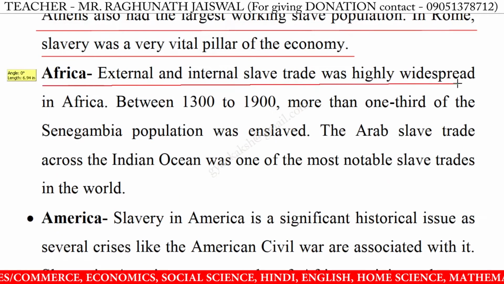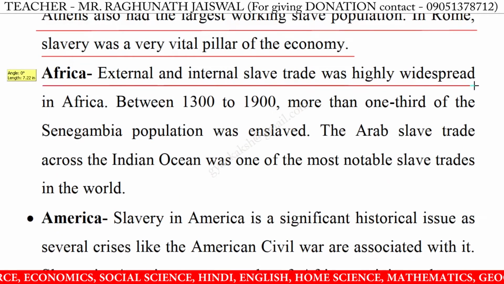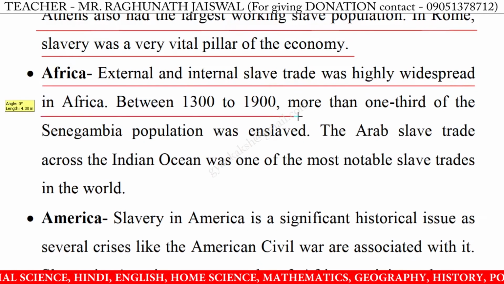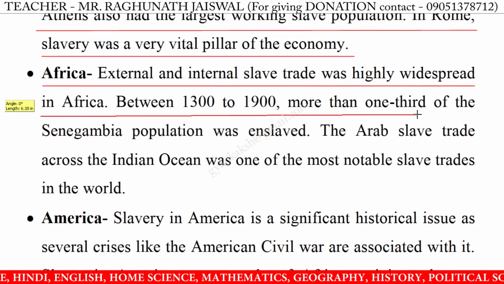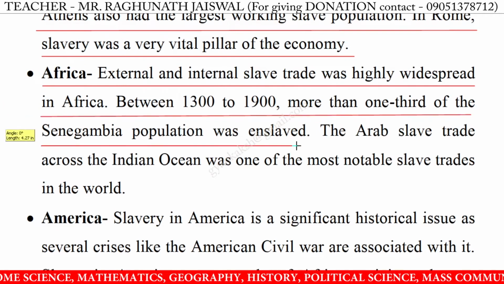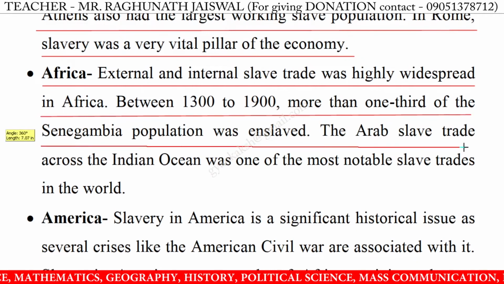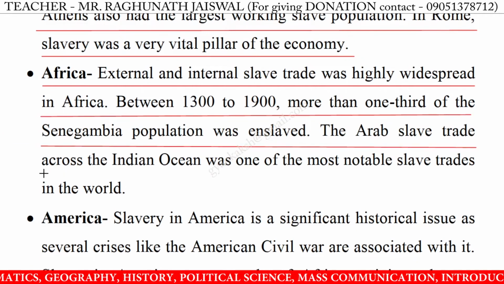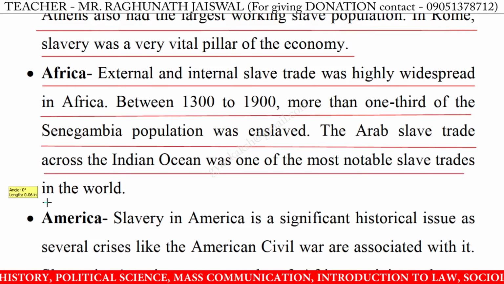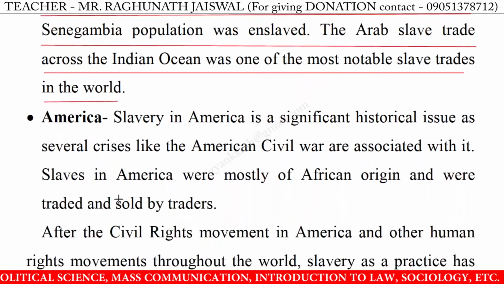Africa. External and internal slave trade was highly widespread in Africa. Between 1300 to 1900, more than one-third of the Senegambia population was enslaved. The Arab slave trade across the Indian Ocean was one of the most notable slave trades in the world.